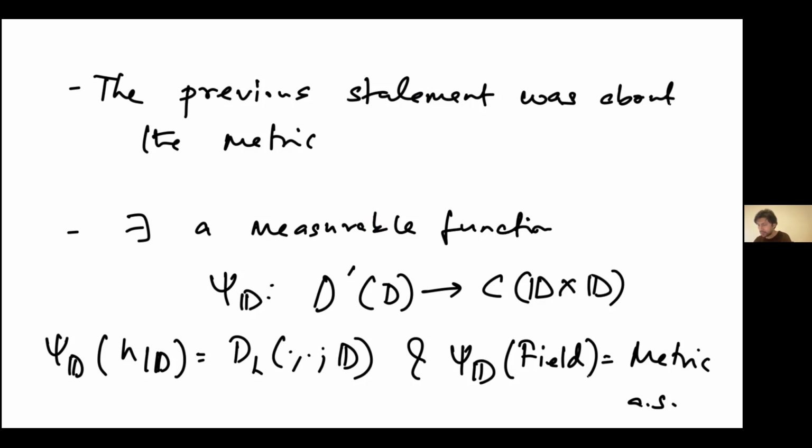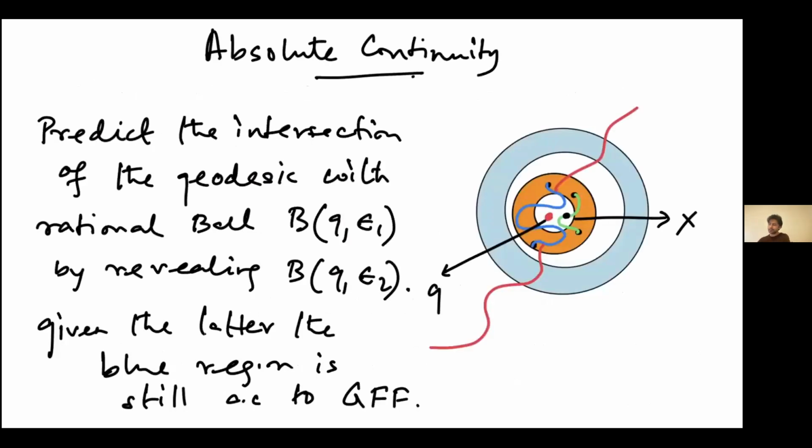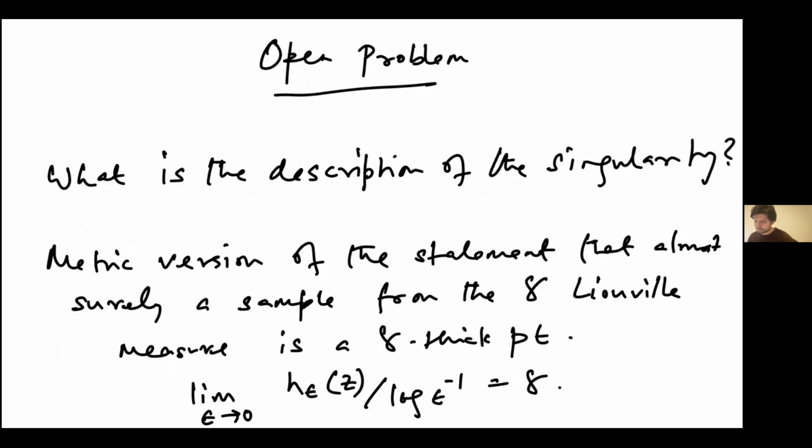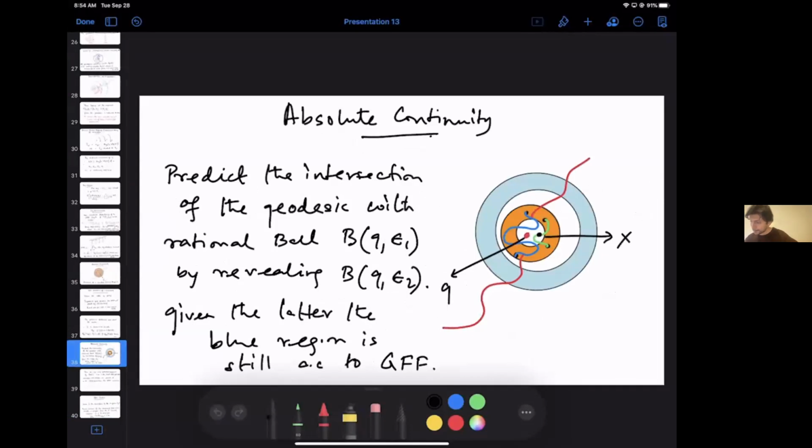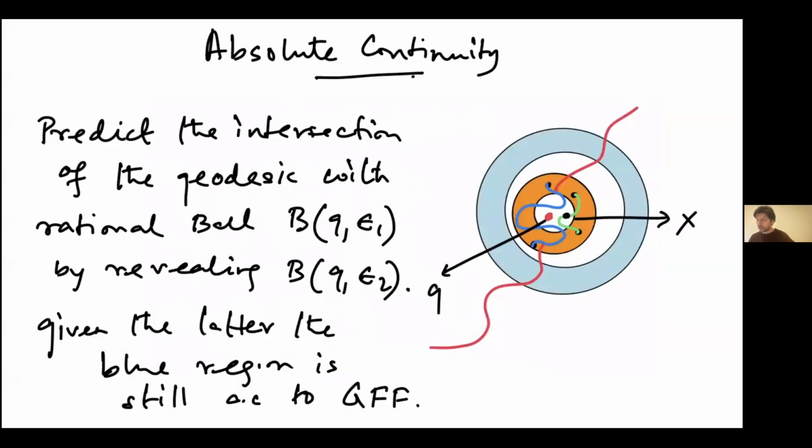So that's the statement about singularity, and I'll use one slide to explain how to prove absolute continuity. This will be a bit quick, so it might not be super clear, but I'll at least make a quick attempt. So the basic idea is, you have this red geodesic. What I'll do is try to predict segments of the red geodesic using local information.